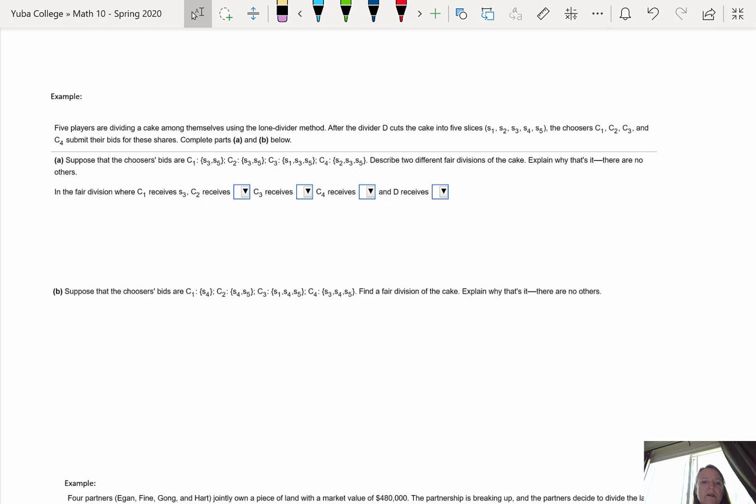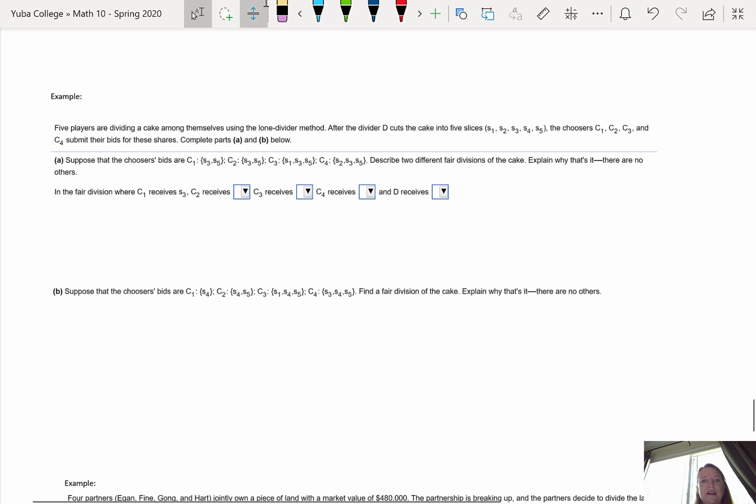So A, suppose the choosers' bids are the following. Chooser 1 chooses S of 3 and S of 5, those are what they believe are fair shares. Chooser 2 chooses S of 3, S of 5. Chooser 3, S of 1, S of 3, S of 5. Chooser 4, S of 2, S of 3, S of 5. So in the fair division, where C sub 1 receives S of 3.